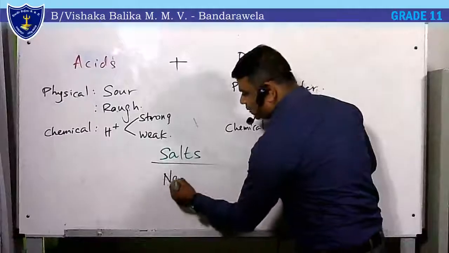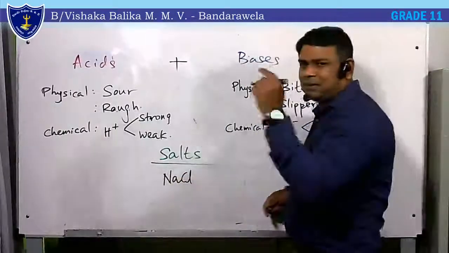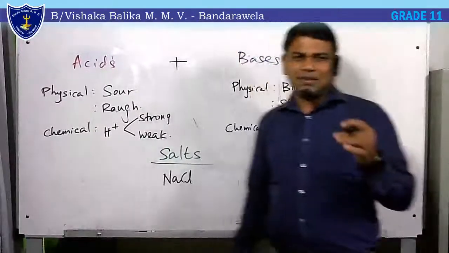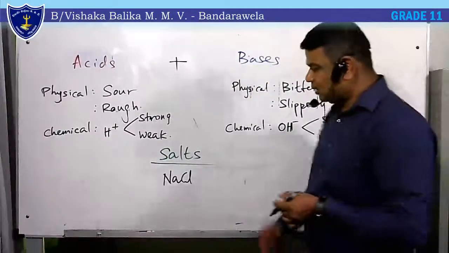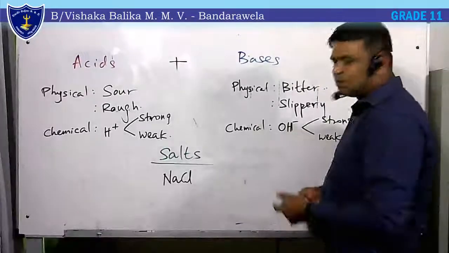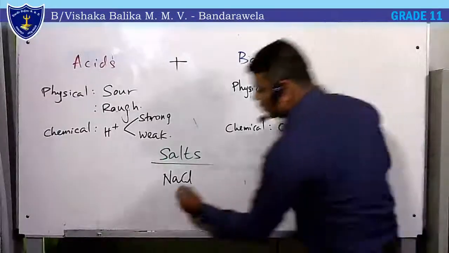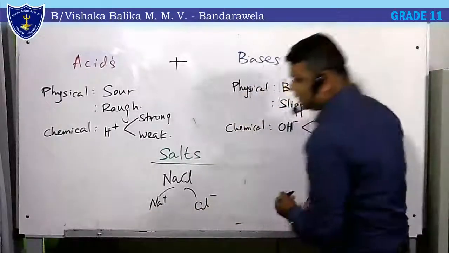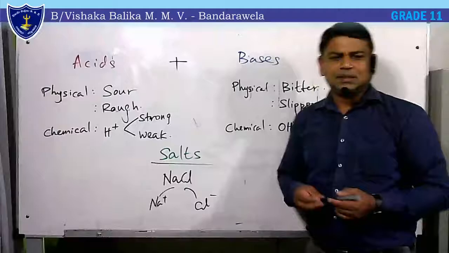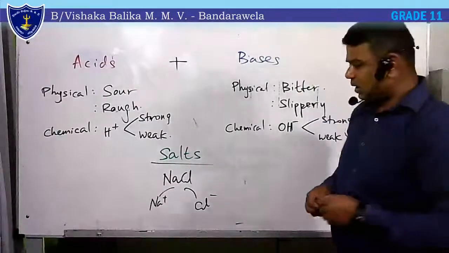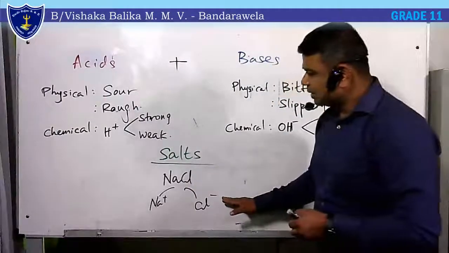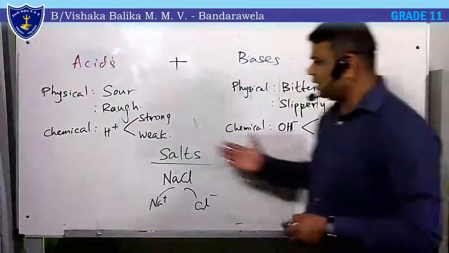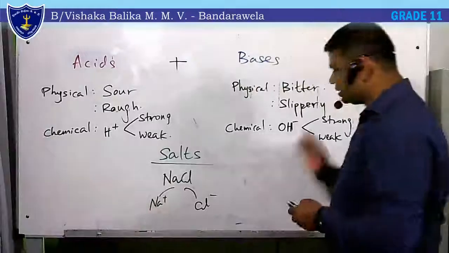Sodium chloride is one famous salt, but remember that it is not the only salt that exists. Sodium chloride is famous as the table salt, but look at this. When we dissolve sodium chloride in water, sodium ions and chloride ions liberate. None of this can make it an acid or a base, because there are no hydrogens or hydroxyls.